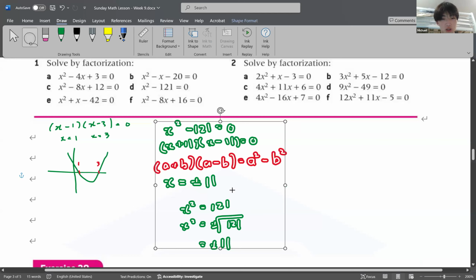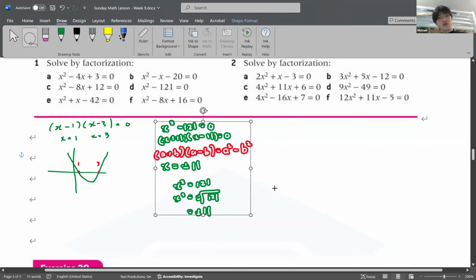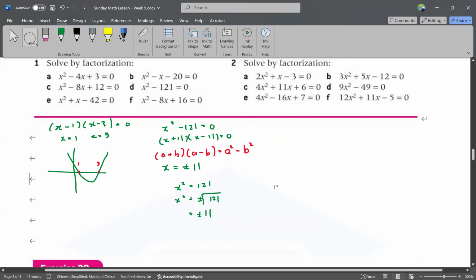All right, whose turn is it? Someone do E. I got x minus 6 times x plus 7, and that gives x equals 6 and x equals negative 7.